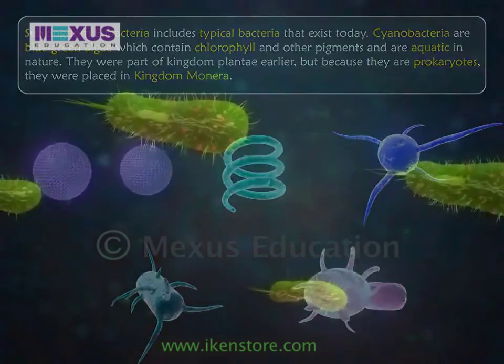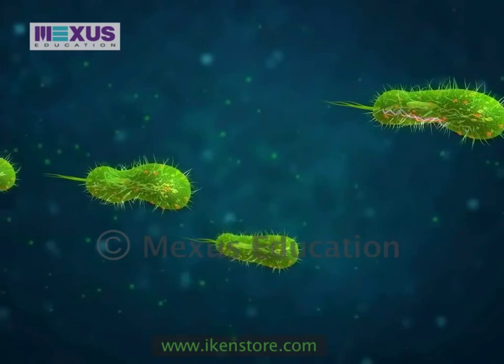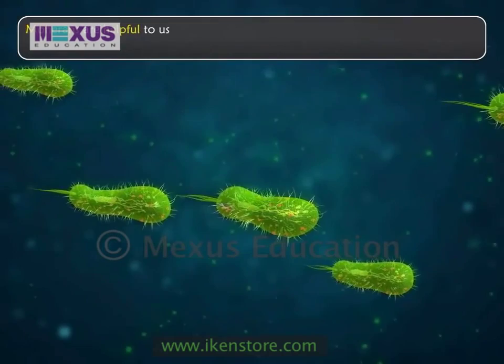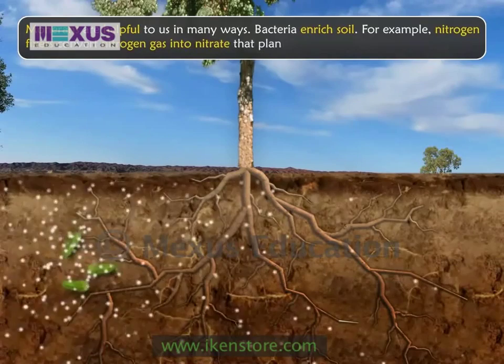Monerans are important to us in many ways. Contrary to the popular belief that most bacteria are harmful and cause diseases, they're actually quite the opposite. They are helpful to us in many ways. Bacteria in rich soil, for example nitrogen fixers, convert nitrogen gas into nitrate that plants need to survive.